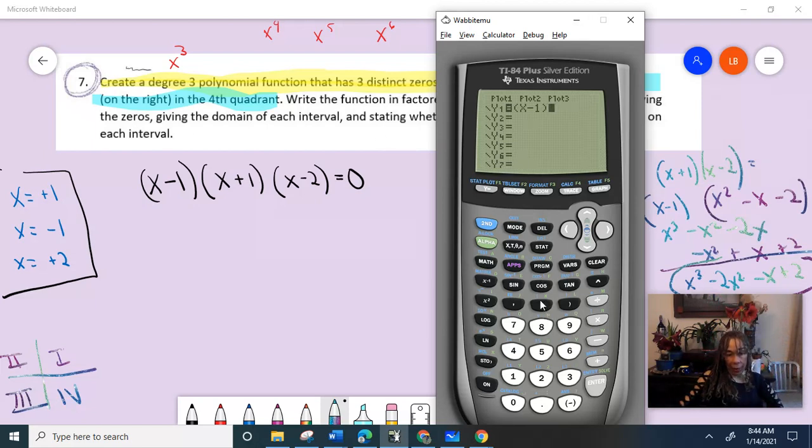So I've got x minus 1 times x plus 1. Some people can do those kinds of things in their heads, you would have to have very good spatial awareness. Times x minus 2, close parentheses. All right, so that is exactly what I got typed. Okay, good. So then I'm going to graph it, and I'm going to look at it, and I'm going to say, oh, it's a positive cubic.